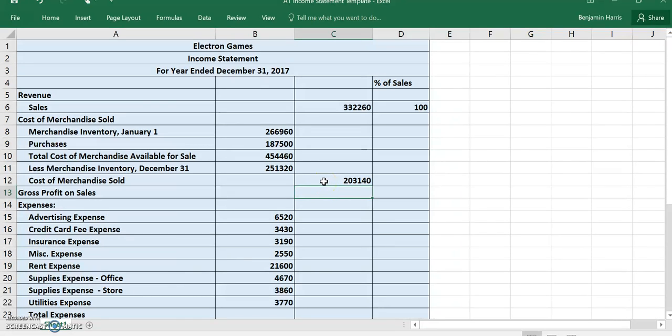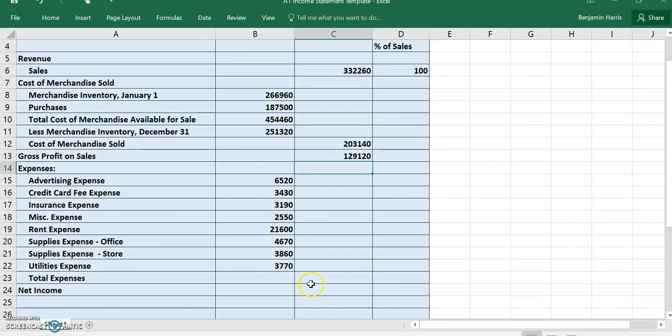Retail prices obviously are combined of two things. They're combined of cost to get the product into the store and then the money you make on it, which is what we call profit. So we're going to take our sales amount minus the cost of the goods sold, and this is going to give us our gross profit here. So we have 129,120.